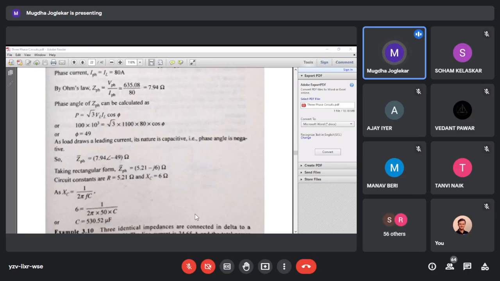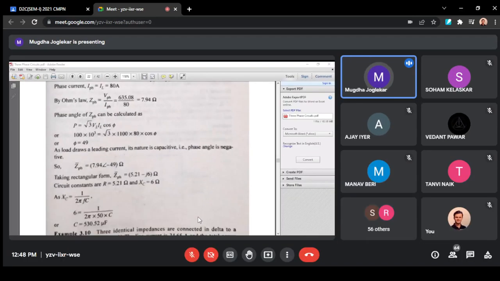Okay, what I will do, I will take the attendance in between. So you just go through the notebook whatever we have completed, and then you can ask me at the end whatever doubts you have. Okay.